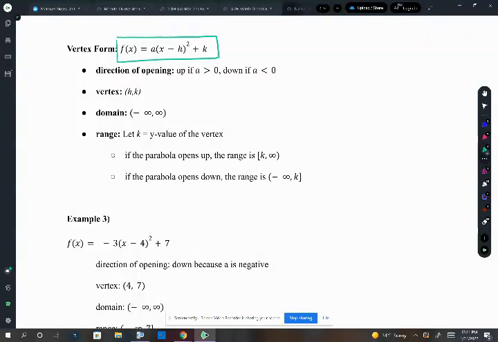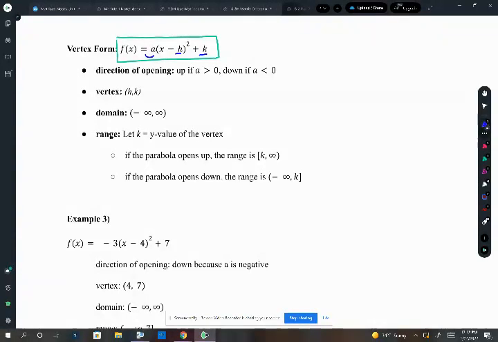So when we look at this one, our direction of opening is still that value that's in front. So the a value tells you if it opens up or down. Remember, if it's positive, it goes up. If it's negative, it goes down. The vertex is the h, k. So notice that it's always the opposite of the sign inside. Okay, so if it's minus h, then we do a positive number out, and then k is whatever it needs to be. So if it's plus h, then it's a negative h for your vertex. Domain is still negative infinity to infinity, and range is still based off of the k value of your vertex.